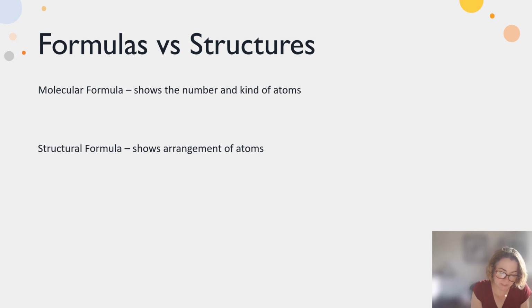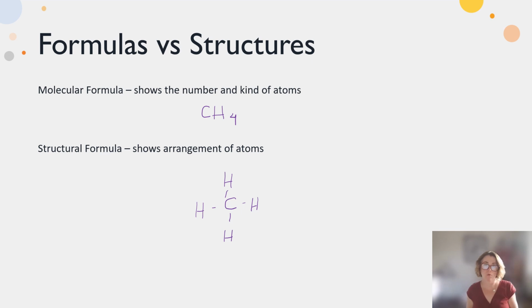So something like CH4, right? This molecular formula shows us that we have 1 carbon and 4 hydrogens, but this formula doesn't tell us anything about how they're connected to each other. And that's where the structural formula comes in. It's going to show you how these atoms are arranged. So if I were to take a look at the structural formula for CH4, it would show you that carbon is in the middle and that carbon is bonded to 4 hydrogens that are surrounding the carbon.